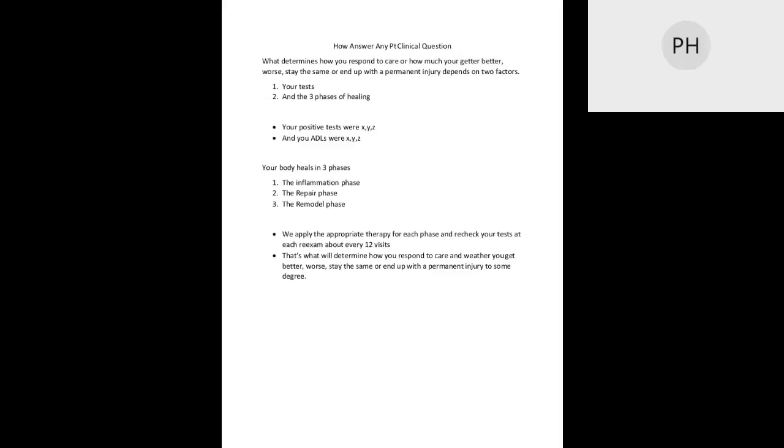Now, this applies to my doctors that I do consulting with in patient education, because our patient education is based on the science of the 3 phases of healing and the patient's biomarkers. So that's what this is based on. If you're not doing patient education based on that, then this won't apply to you. But this is how you answer every question.